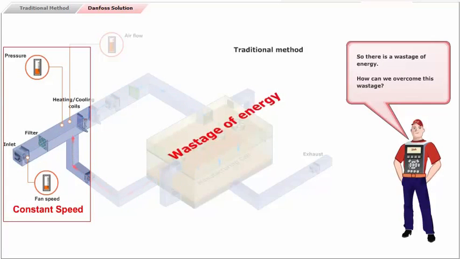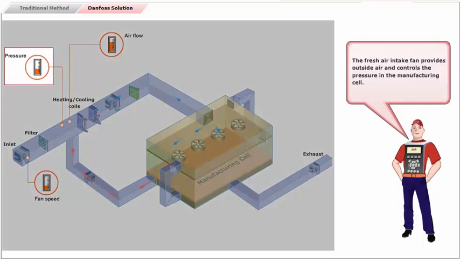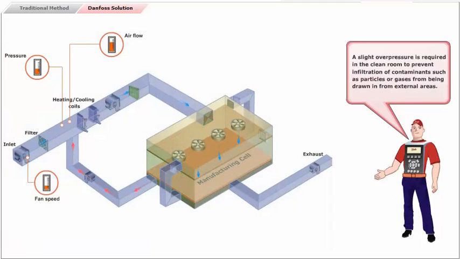How can we overcome this wastage? It is where the Danfoss solution comes into play. Let's see how this is done. The fresh air intake fan provides outside air and controls the pressure in the manufacturing cell. A slight overpressure is required in the clean room to prevent infiltration of contaminants, such as particles or gases, from being drawn in from external areas.